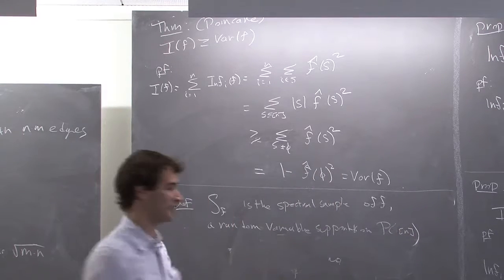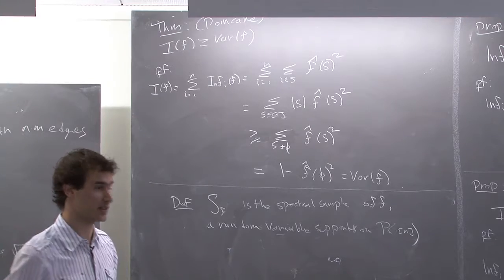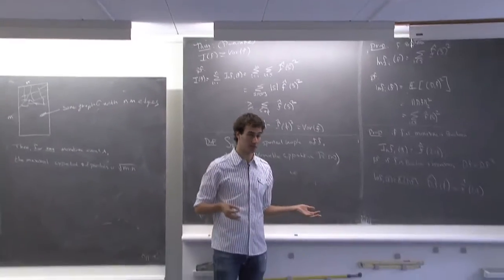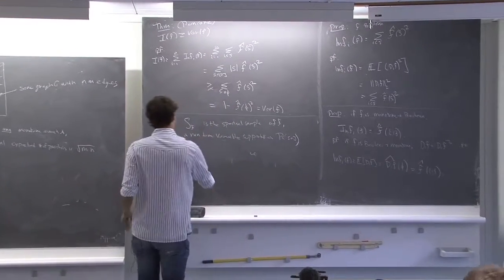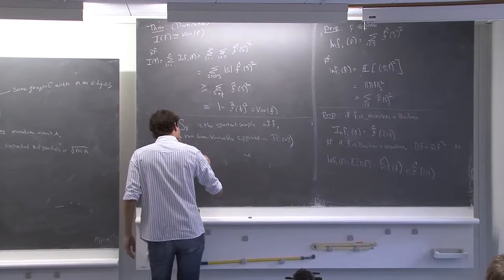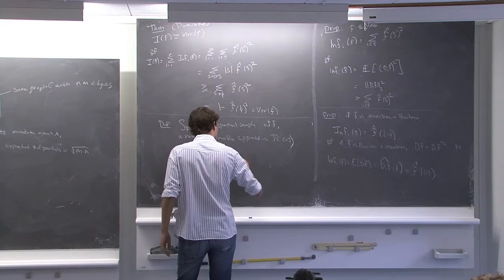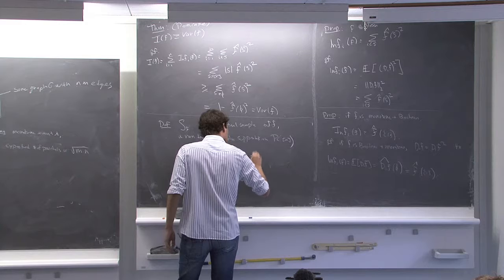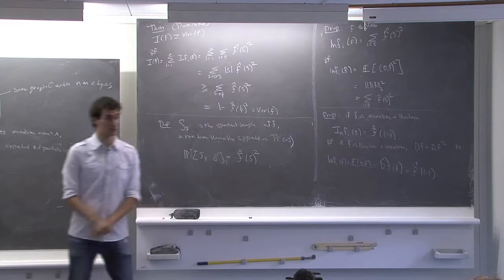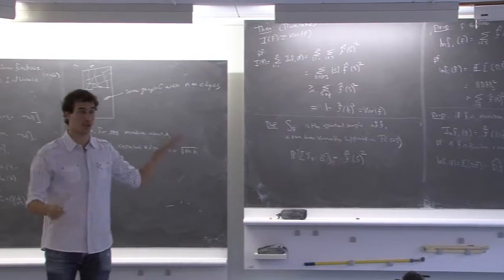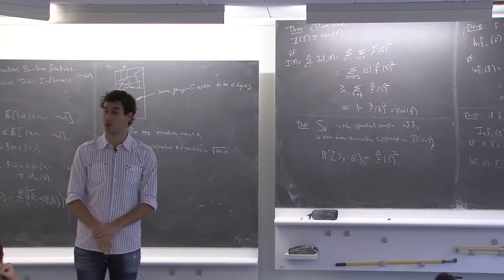I call script S of f the spectral sample of f, and it's a random variable that's supported on the power set of n. It's going to give us a subset of n, with the probability that S of f is equal to a particular S being exactly equal to the square of the Fourier coefficient associated with S. Because f is a Boolean function, we know that the sum of these is normalized to 1, and this is a proper random variable.